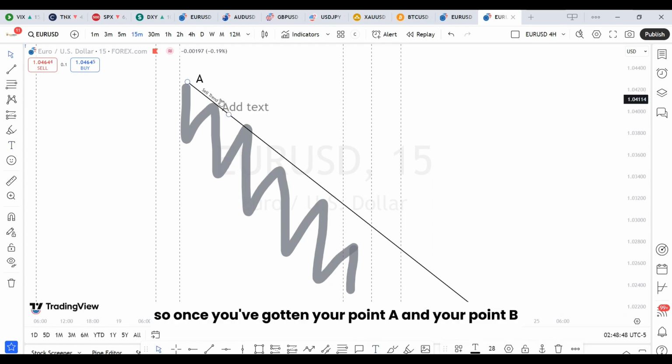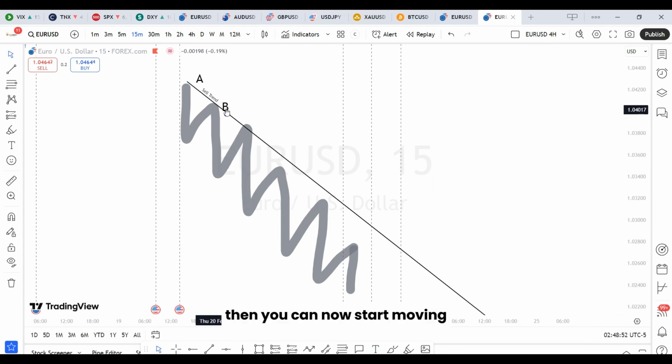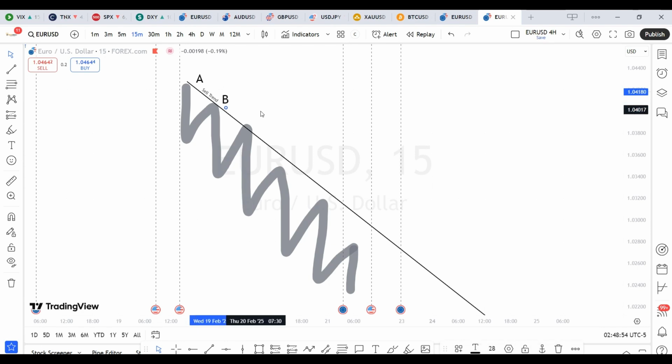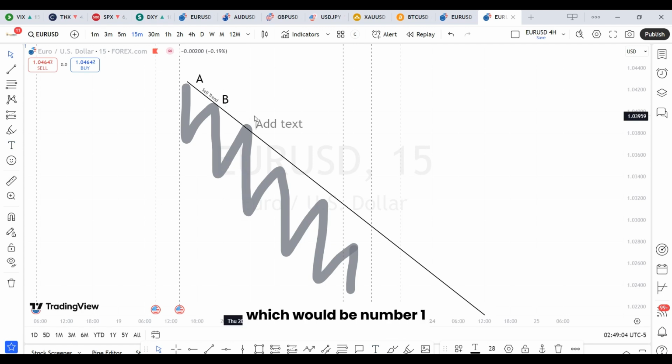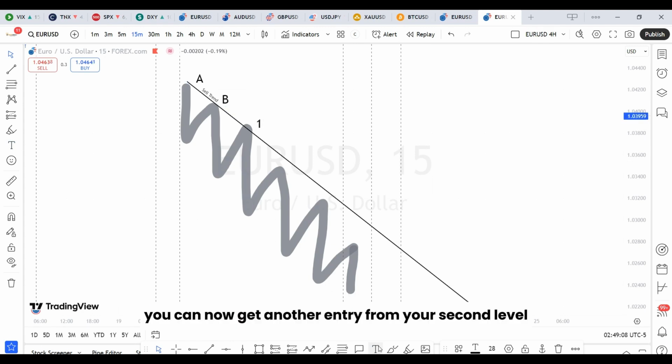So once you've gotten your point A and your point B, you can now start looking for entries. Point 1 means your first entry, which will be number 1. You can now get another entry from your second level here, where the market comes back to the trend line, number 2.